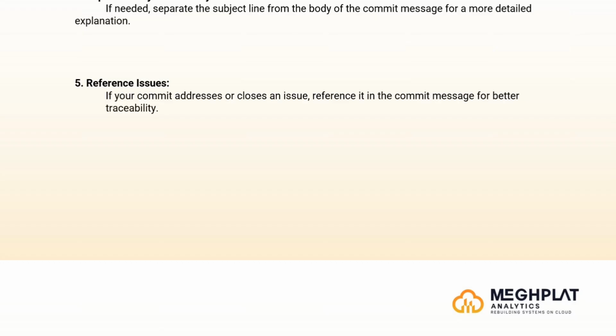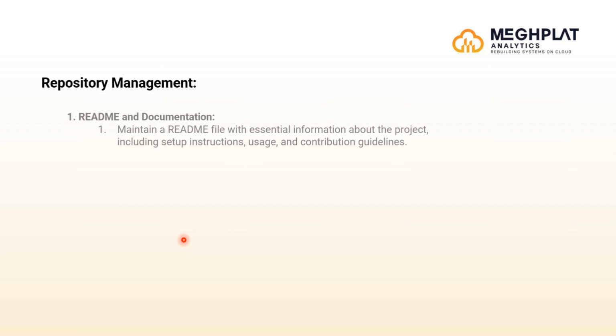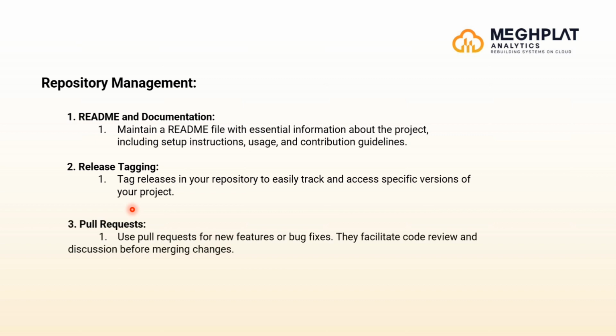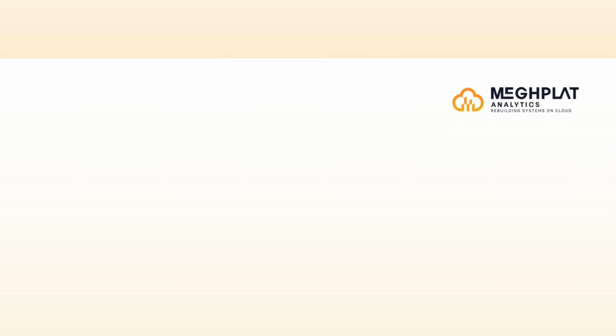I'll attach the video. So then the next one is repository management. README and documentation. Maintaining a README file with essential information about our project, including setup information, usage and contribution guidelines, is necessary. Release tagging. Tag releases in our repository to easily track and access specific versions of our project. Pull requests. We need to use pull requests for new features or bug fixes. They facilitate code review and discussion before merging changes.